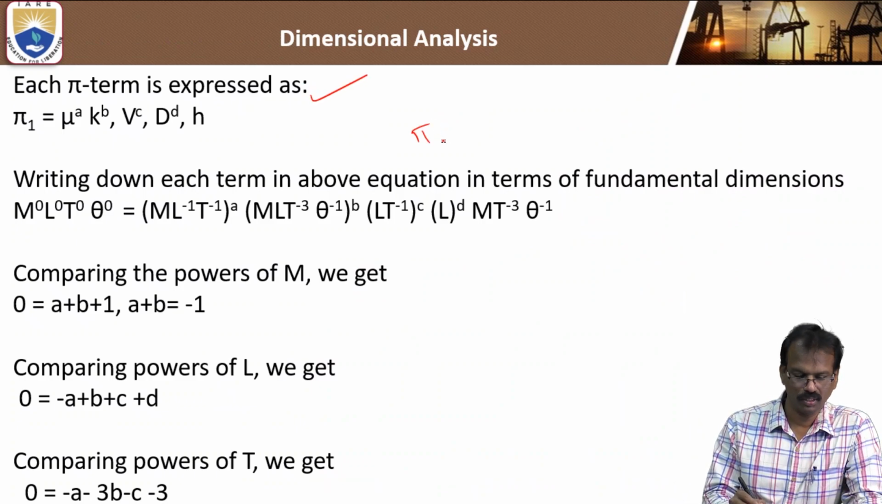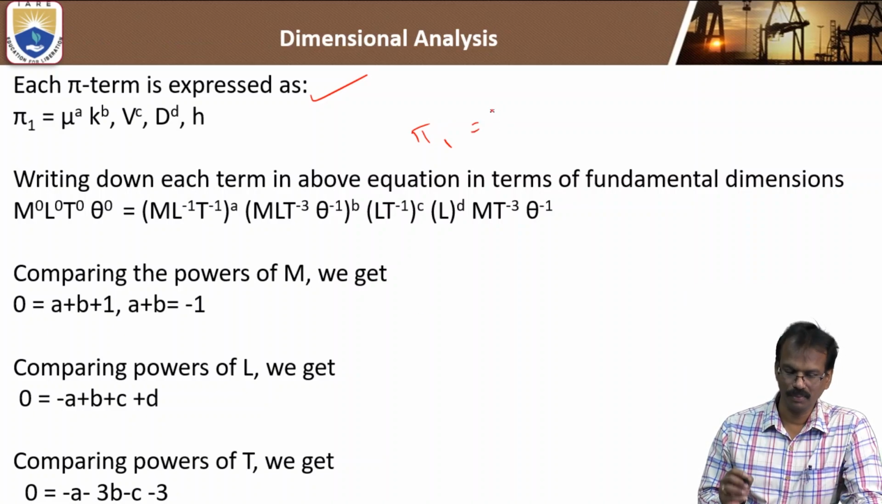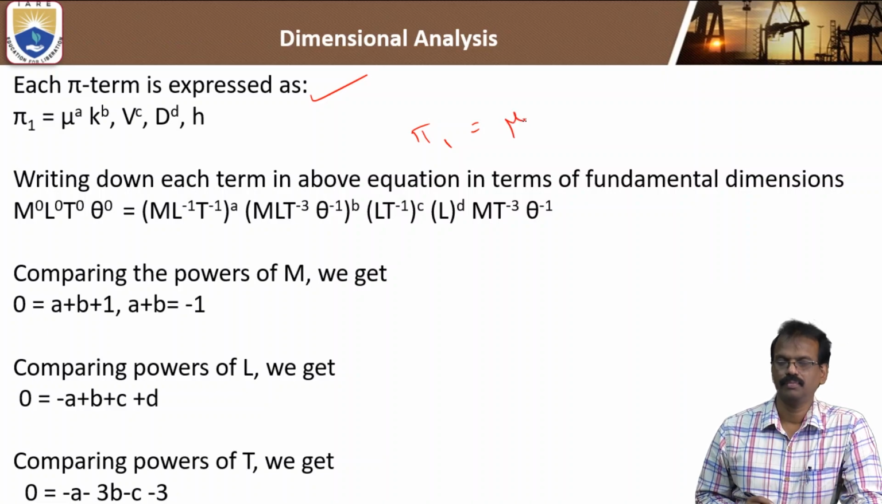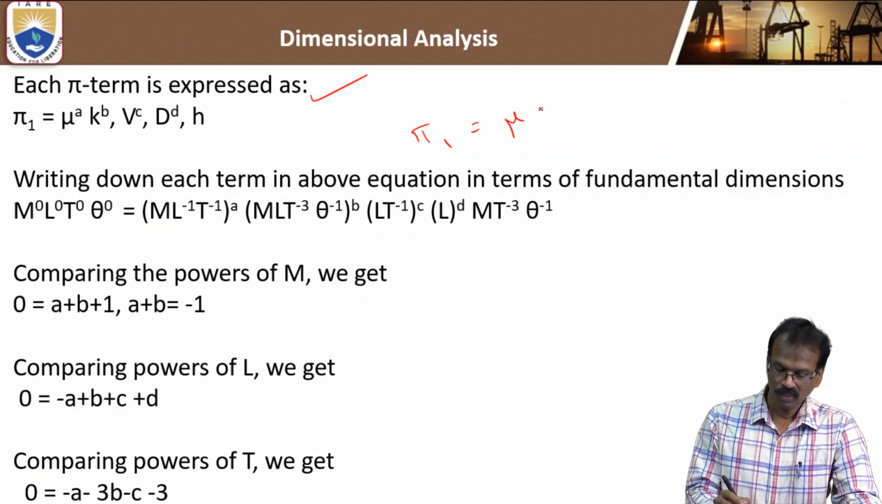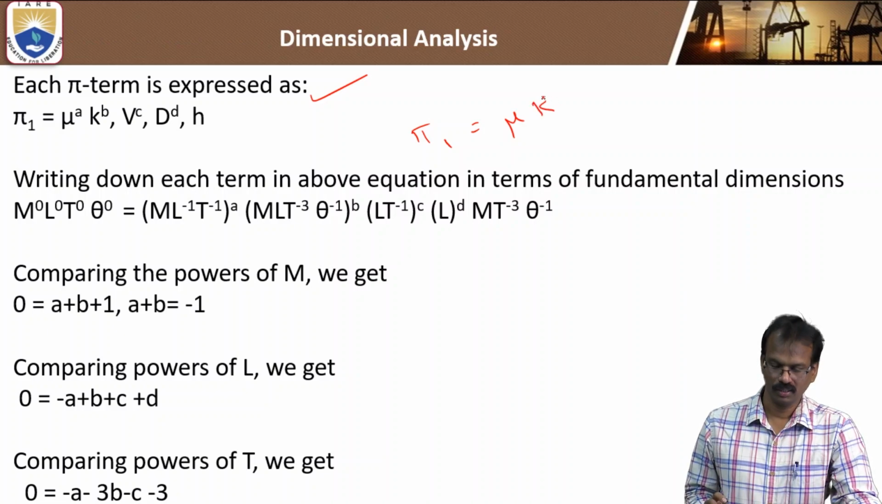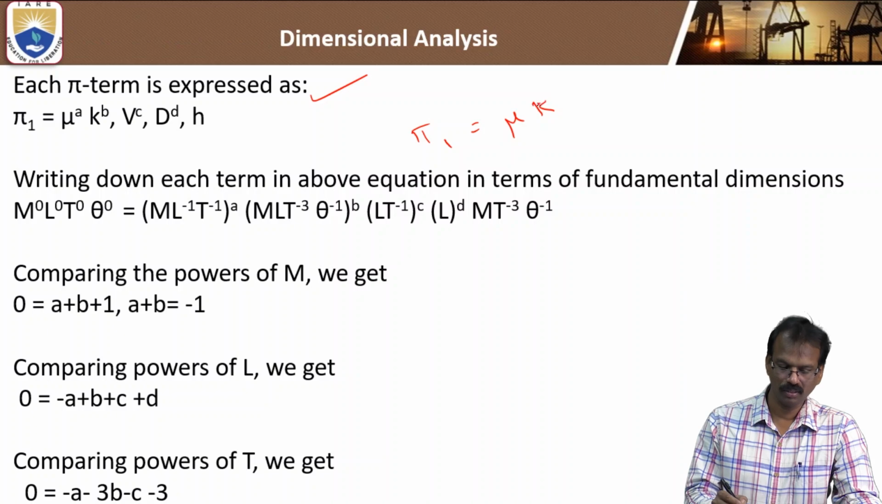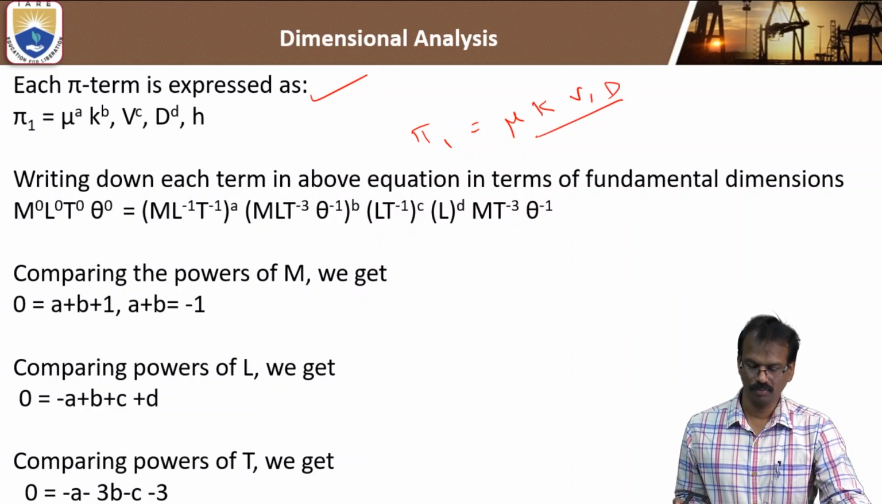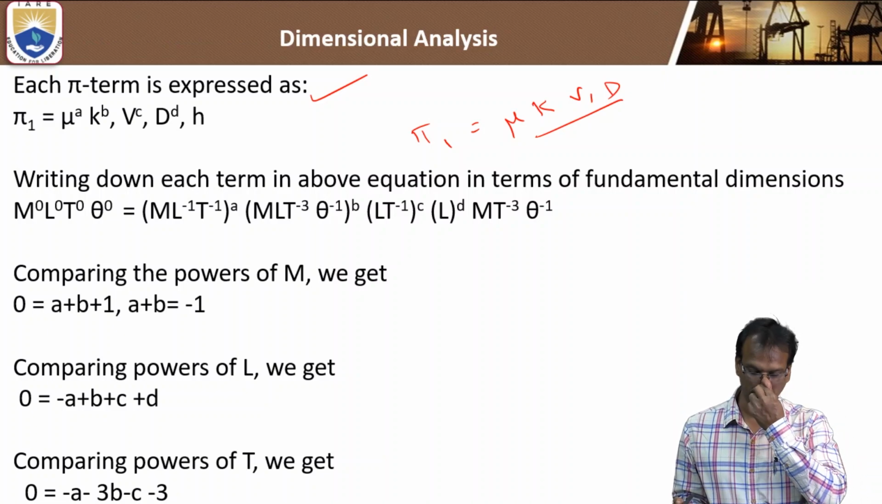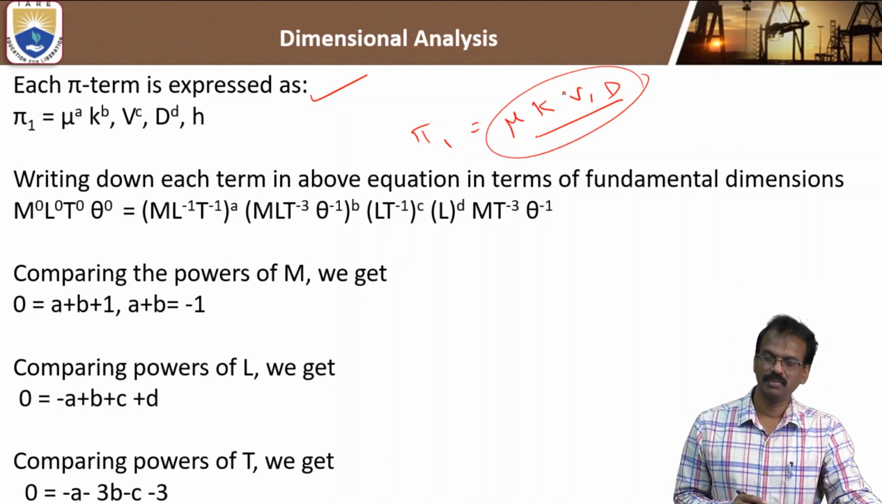So pi 1 is equal to, we are taking the 4 fundamental dimensions, that is viscosity, dynamic viscosity, that is a fundamental dimension. Next, thermal conductivity has been taken, representing the temperature. Okay. Next, velocity and diameter. So these four are the fundamental dimensions. These four fundamental dimensions will be repeated in all pi terms.